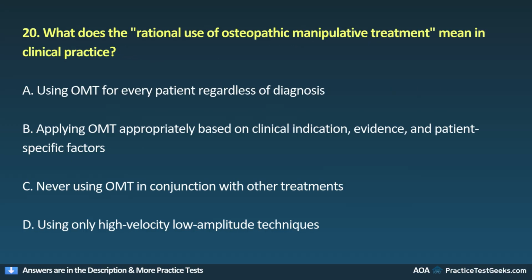20. What does the rational use of osteopathic manipulative treatment mean in clinical practice? A. Using OMT for every patient regardless of diagnosis. B. Applying OMT appropriately based on clinical indication, evidence, and patient-specific factors. C. Never using OMT in conjunction with other treatments. D. Using only high-velocity, low-amplitude techniques.